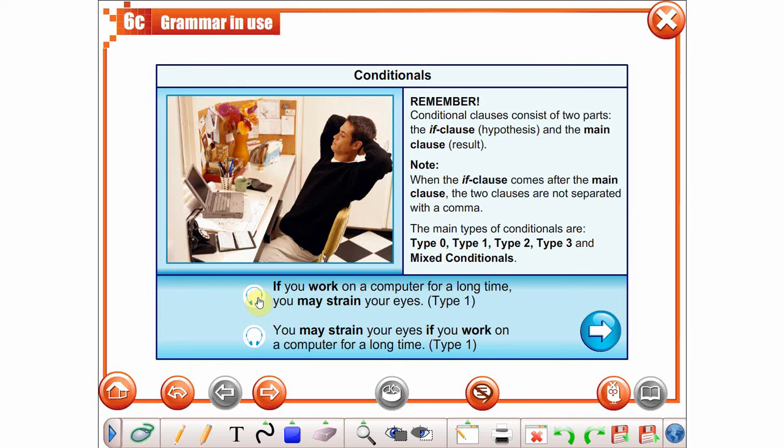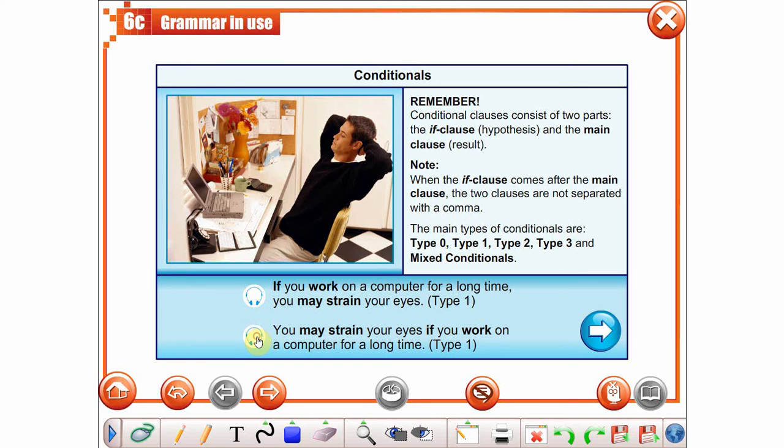If you work on a computer for a long time, you may strain your eyes. As you can see, this is an example for if conditional 1 or for type 1. If you work on a computer for a long time, you may strain your eyes. Take care of the verbs work and may strain. This is the conditional: if you work on a computer for a long time. And what's the result? The result is you may strain your eyes. This is type 1, for example.